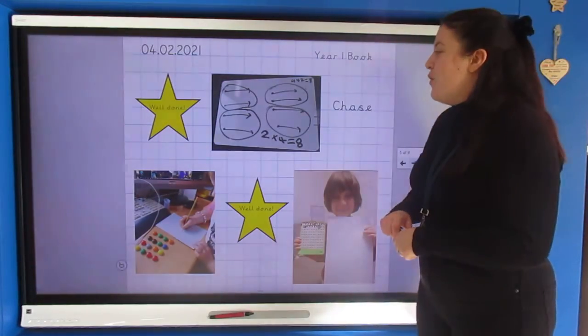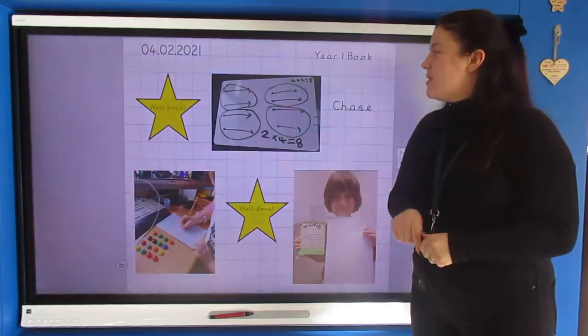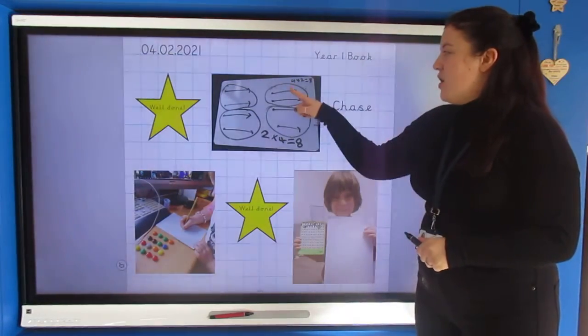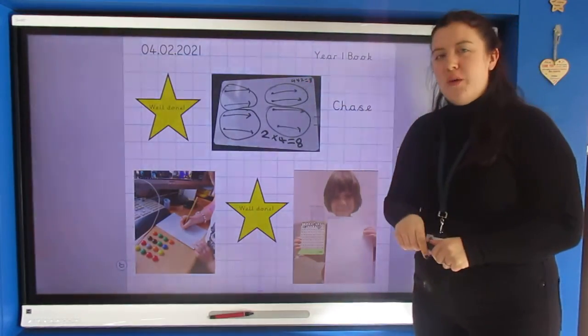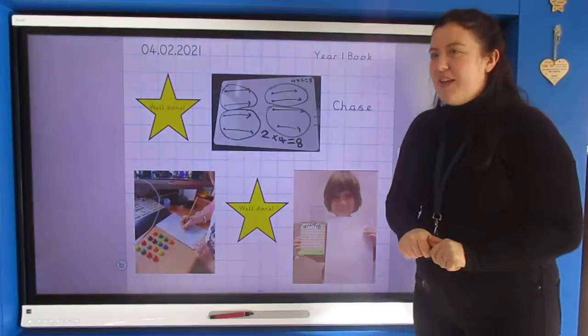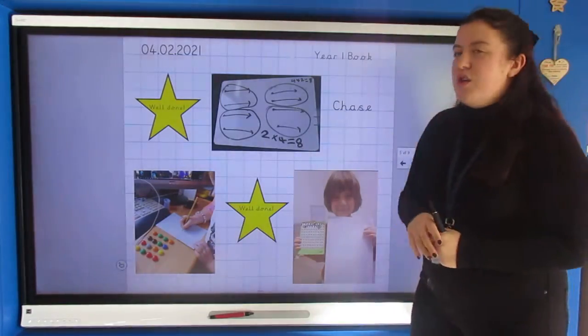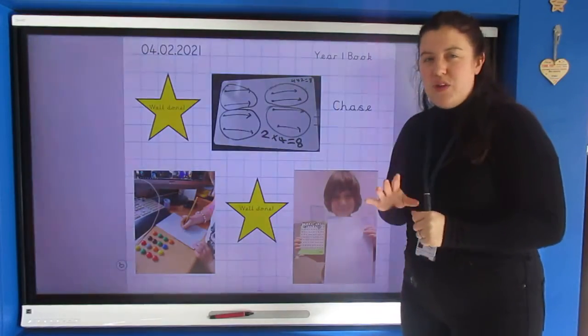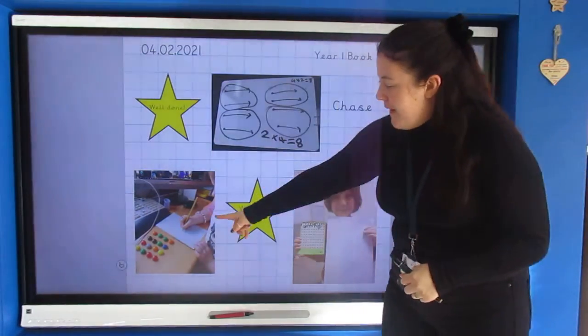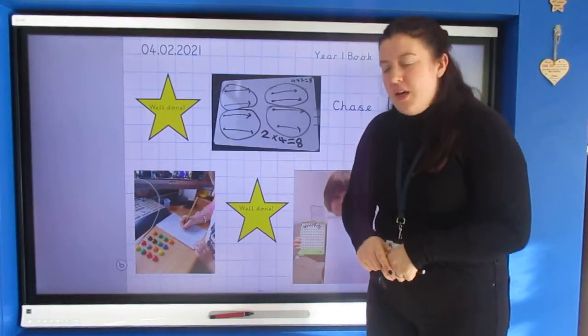He found another way to group those pencils, and he did 2 groups of 4 and 4 groups of 2. So well done to you, Chase, really impressed. And I love that you're using your whiteboard and you're circling those groups as well. That's really useful. And Poppy used a different method.